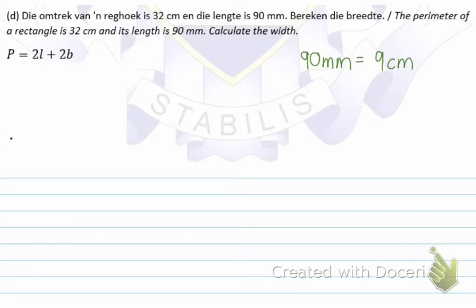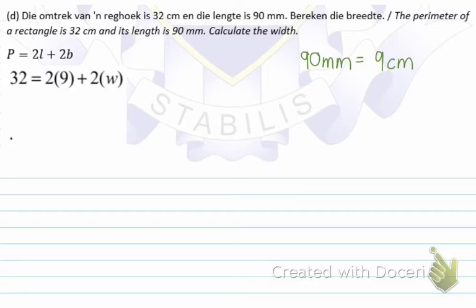The perimeter is 32, so we replace P with 32, and the length, L, we replace with 9 centimeters. Alright, we can just change that B, which is breedte in Afrikaans, or width. Okay, so it can be a B or a W.